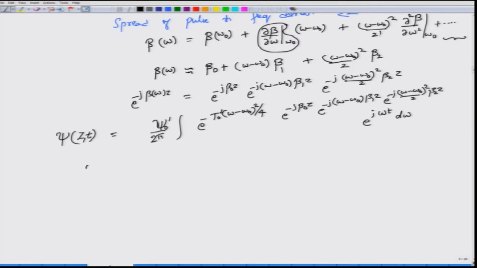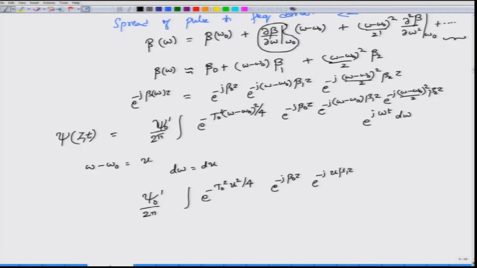What we will do is we will substitute omega minus omega 0 by some dummy variable u, okay, and therefore, this gives you d omega equal to du. This integration was anyway going from minus infinity to plus infinity, the integration will remain the same. So, you get psi 0 prime by 2 pi integral e power minus t 0 square u square by 4 e power minus j beta 0 z e power minus j u beta 1 into z, right.